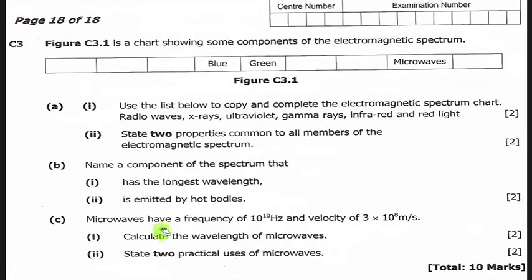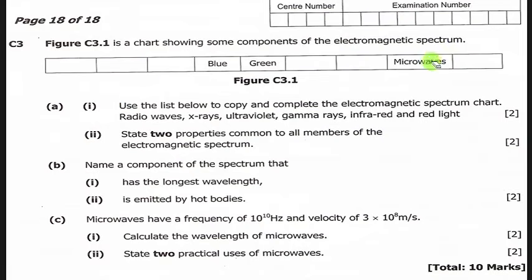All right, let's start with this one here. So they want us to use the list below to copy and complete the electromagnetic spectrum we put here. So guys, there's a short way we memorize these electromagnetic waves. There are actually 7. We say: Roast Maize Is Very Unusual, X-mass Gift. So Roast, which is radio; Maize.